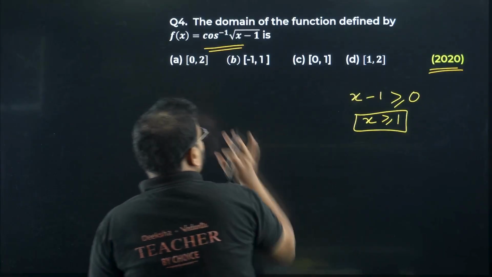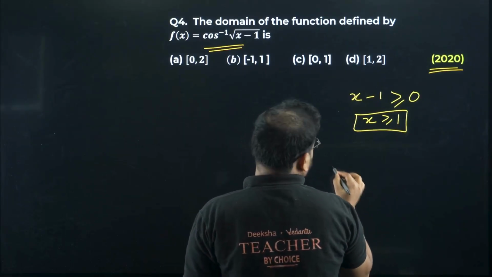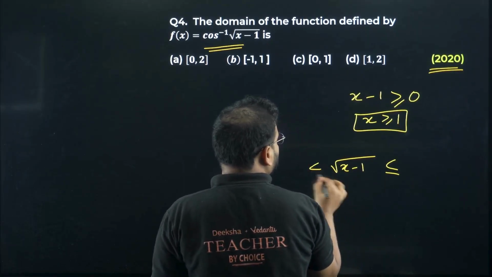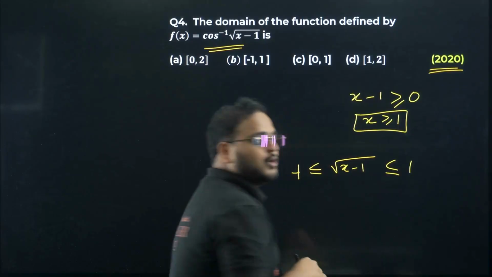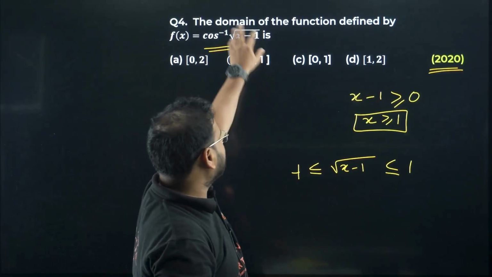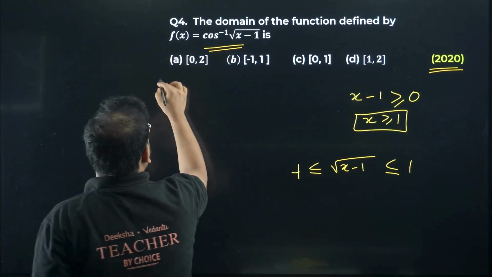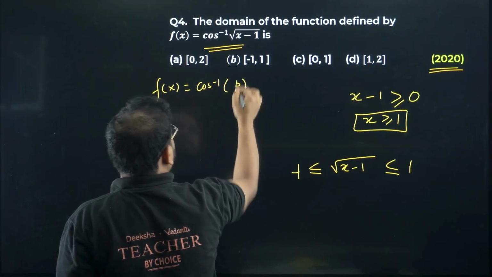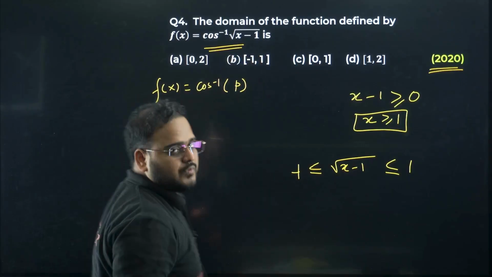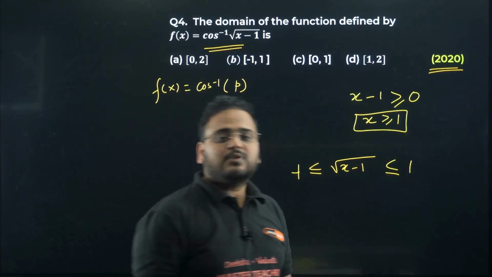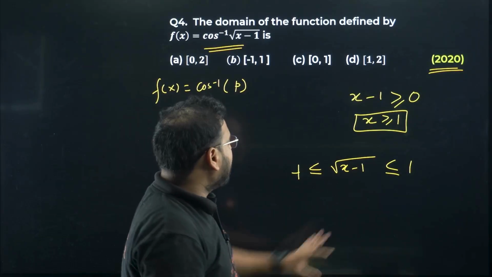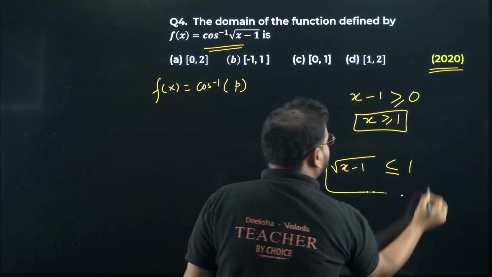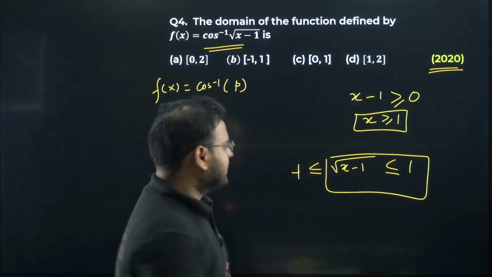Next, what is there for the cos inverse domain? The cos inverse domain should lie between minus 1 to 1. I can write this as f of x equals cos inverse of p, where p is nothing but root of x minus 1. Then p should lie between minus 1 to 1. That's the domain. For all x more than 1, we can directly take this case and it will satisfy the condition. Check this out.